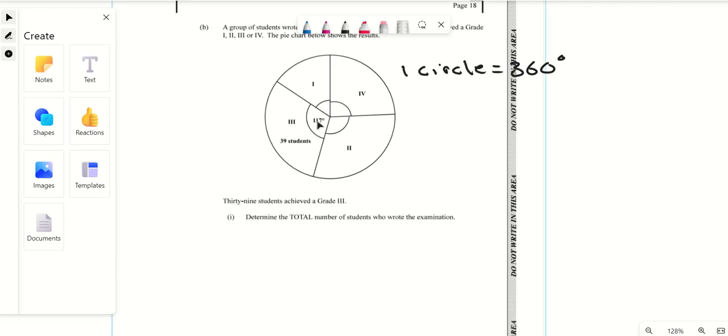Now, they told you how much they grade 39 students achieved grade 3. They told you that's 39, and that is also equal to 117. Determine the total number of students who wrote the examination. Your total would have been 360.